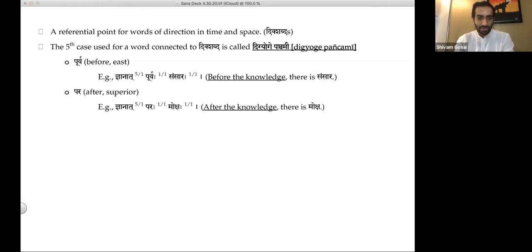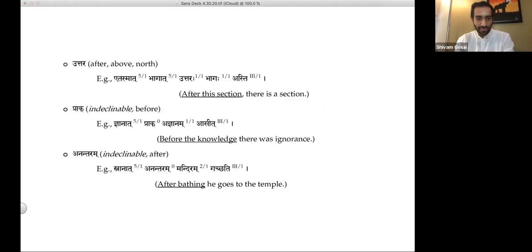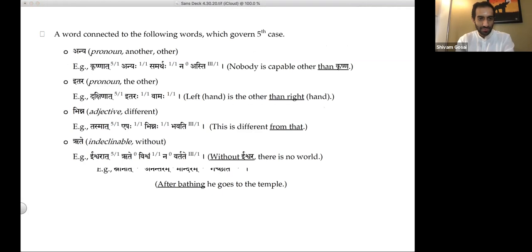So we have purva, before or east, para, after or superior, uttara, after or above or north, prak, before, anantaram, after. And then we have these ones here, which also govern the fifth case. Now, these are not dik shabdas, right? They're just non-karaka vibhaktis. So we have anya, other, itara, meaning other, binna, meaning different, and rite, meaning without.